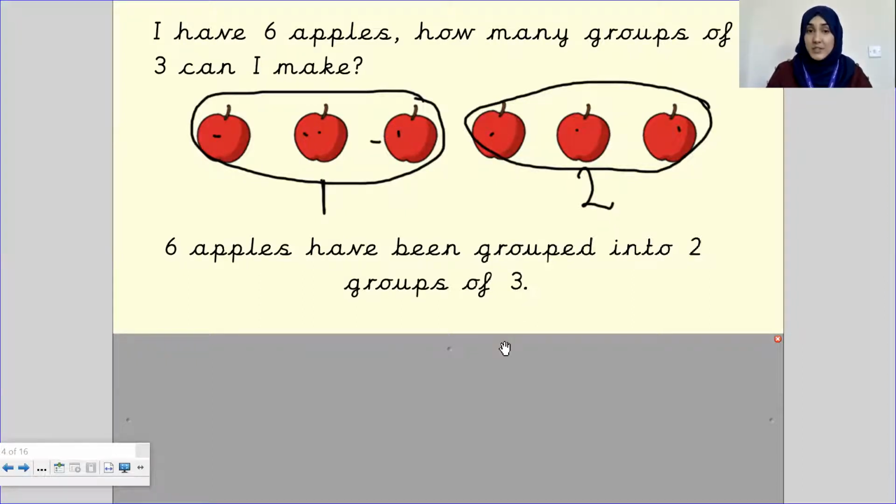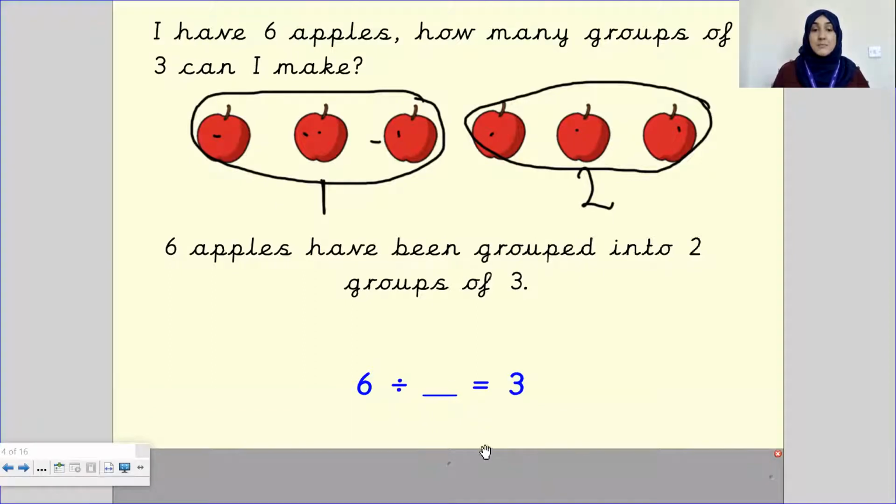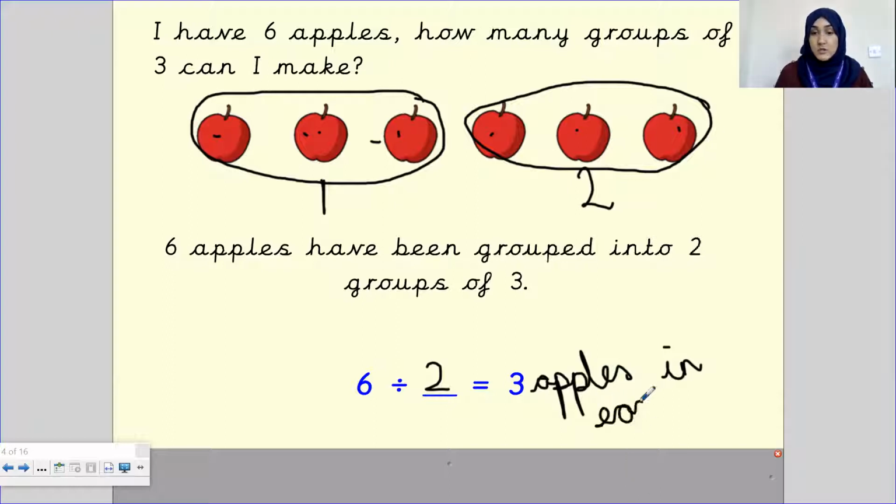Now, if I were to write a division number sentence, my division number sentence would be 6 divided by, how many groups do I have, Mara's class? Show me your fingers. Well done, 2. So 6 divided by 2 groups equals 3 apples. Look, 3 apples in each group. Okay? So 6 apples divided by 2 groups equals 3 apples in each group. Let's move on to the next example.